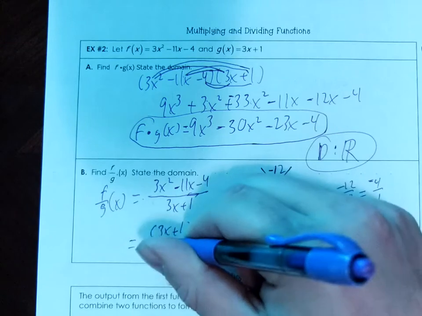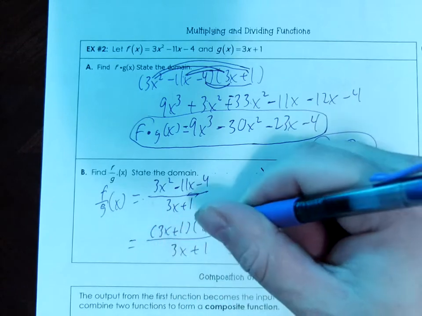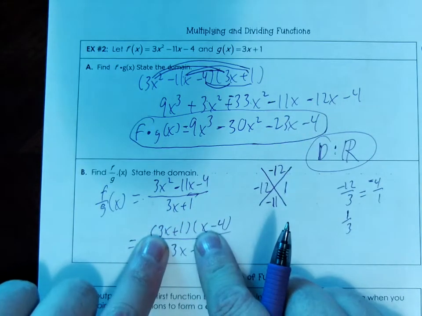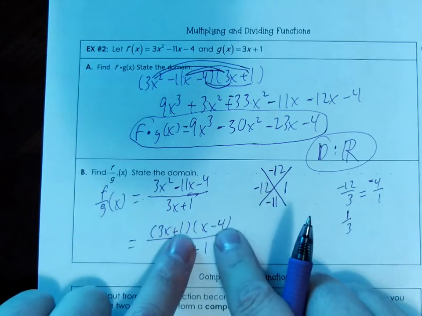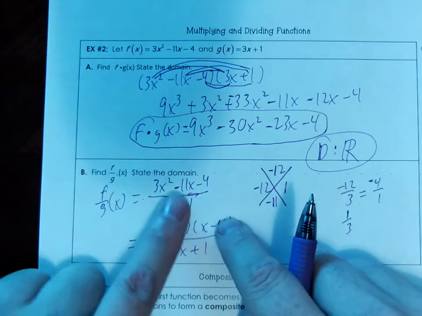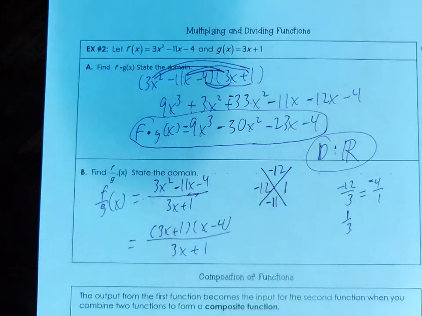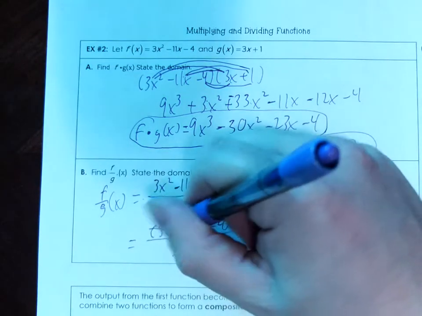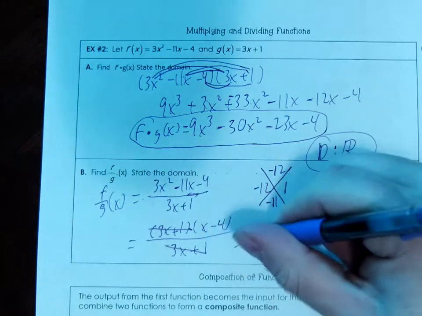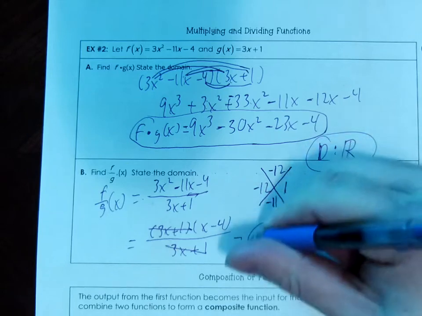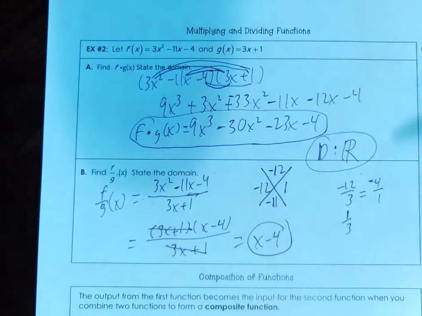And again, it's very easy to check your factorings. Just check, do we have 3x squared? Yes, we do. Do we have a minus 4? Yes, we do. And then do we have a minus 11x? A minus 12x plus a 1x is a minus 11x. So my actual f divided by g of x here, because these reduce, is equal to x minus 4. That's my actual f divided by g of x.